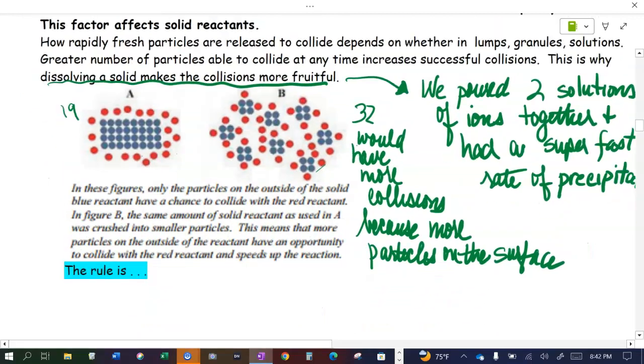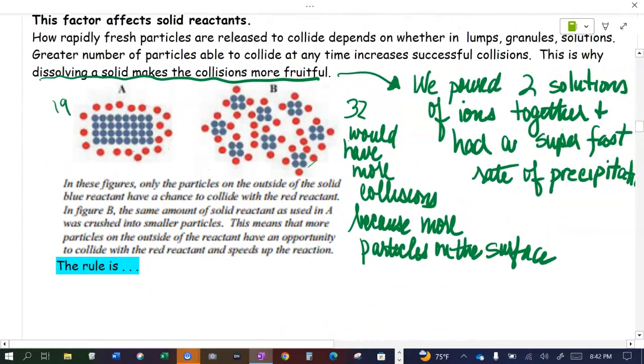So reading this caption, it says, in these figures, only the particles on the outside of the solid blue have a chance to collide with the red reactant. In figure B, the same amount of solid reactant is used as A, but crushed into smaller particles. That means that more particles on the outside have an opportunity to collide with the reactant and speeds up the reaction. All right.